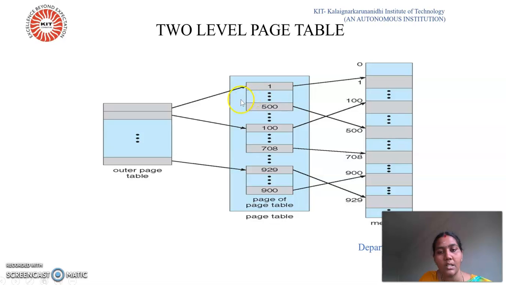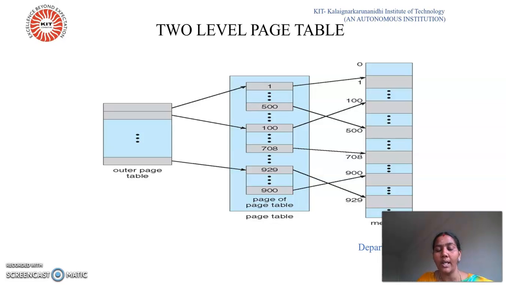Suppose consider P1, P2 and P3. P1 consists of segments of pages 1 to 500. P2 consists of segments of pages 100 to 700. P3 consists of segments of pages 900 to 929. So P1, P2, P3 have an index part that should be mapped to the outer page table, something like your book index.